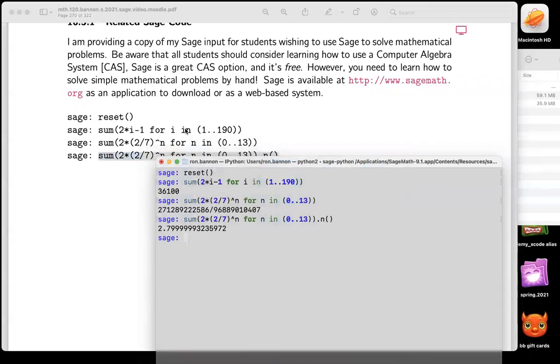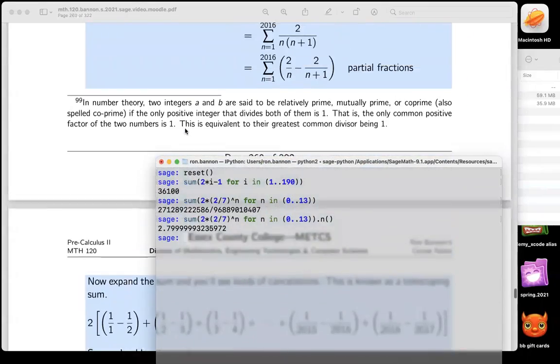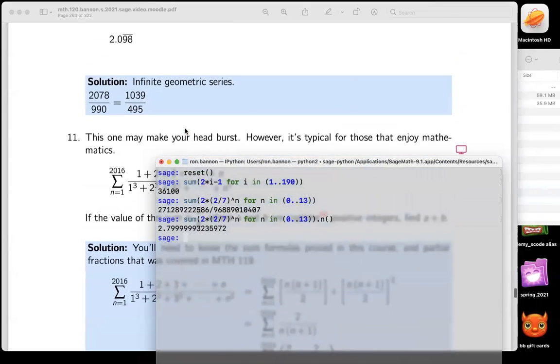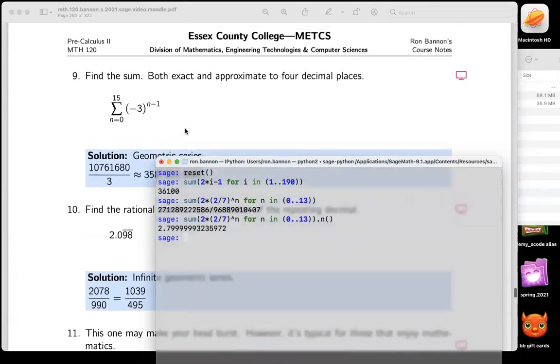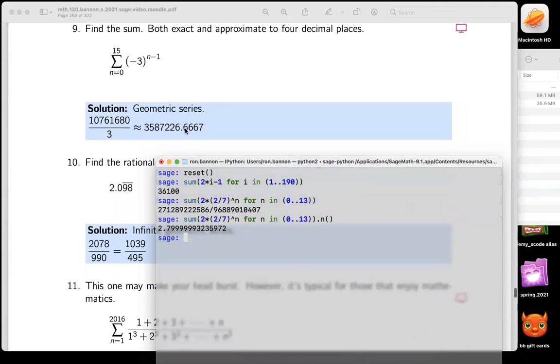All right. I want to go back over the notes. And these are the homework. Yes, you're expected to do that. I'm going to do number 9. All right. Again, I'm just playing around with Sage. I'm trying to learn it, but these things need to be done by hand.